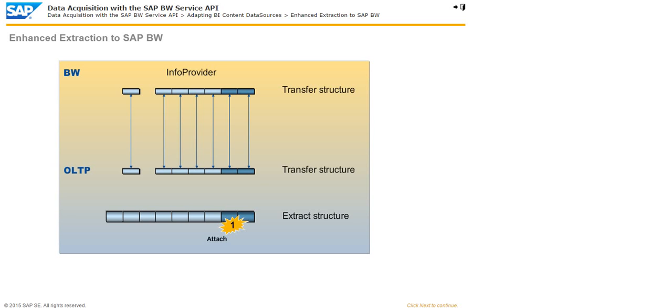Define the required fields in an append structure that is appended to the extract structure of your data source. Write your function exit to call up the relevant data sources for your data source. Replicate the data source in SAP BW. Extract the data for your enhanced data source. Note, beforehand, check whether it might be less work to create a new generic data source instead of enhancing an existing one.